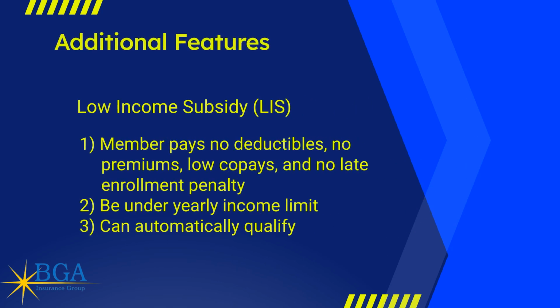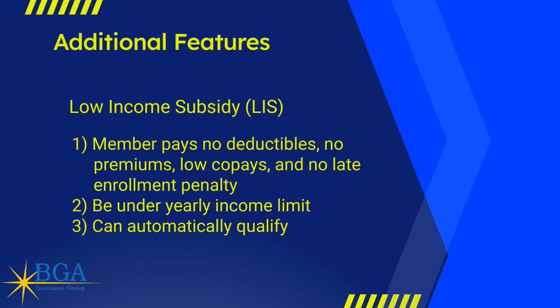Let's start with Low-Income Subsidy, also known as LIS. Low-Income Subsidy or Extra Help Program is a federal program that helps people with limited income and assets pay for prescription medications and other related costs. People who qualify for extra help will pay no deductibles, no premiums for Part D drug plans, a low set copayment for brand and a lower one for generics. This changes each year, and no Part D late enrollment penalty if applicable.